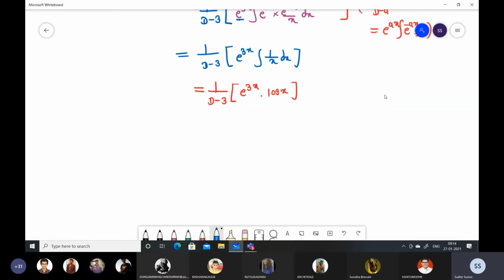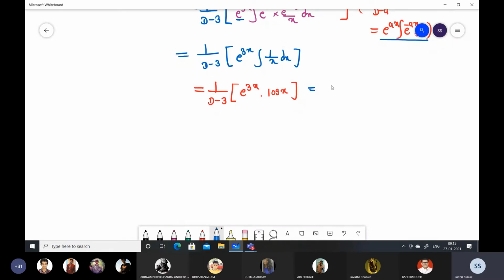And now here we can see again there is a 1 upon D minus 3 operator outside of the square bracket. So we have to operate it, using the same formula that we used earlier. Now this time our function has changed. It is e to the power 3x times log x, the new function we have. And on that function we have to operate this 1 upon D minus 3.